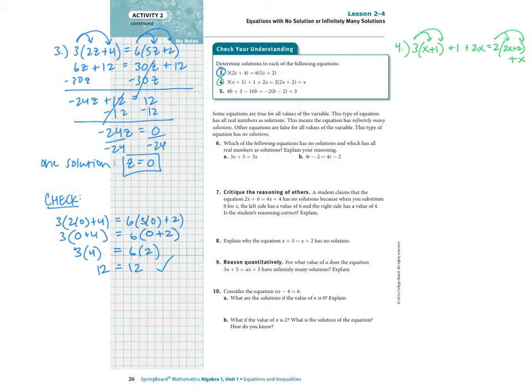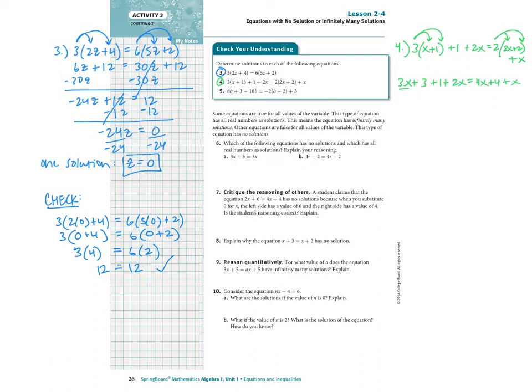And I feel okay with doing both distributive properties on each side. If you want to break it up into simpler steps, you're more than welcome to. But I'm going to go ahead and combine them into one. So I end up having 3x plus 3 plus 1 plus 2x equals 4x plus 4 plus x.